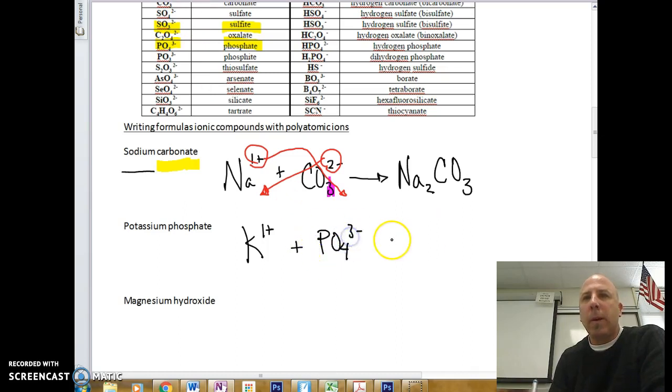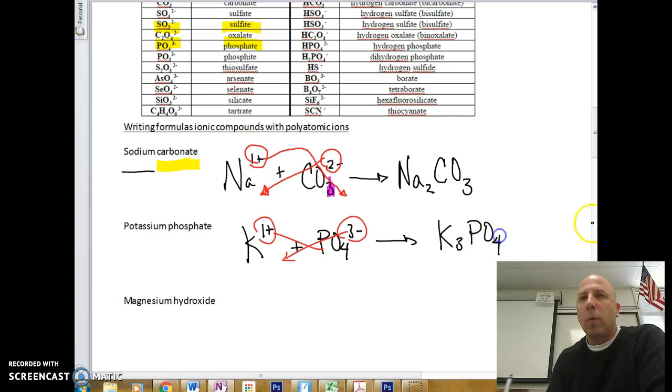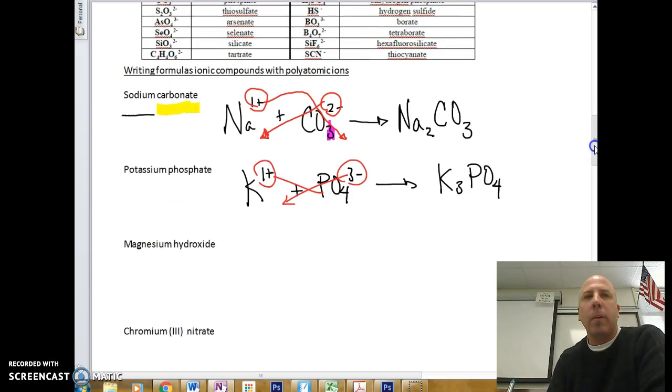PO4 3-. Okay, so once again, we're going to do our crisscrossing of charges. Take the 1, bring it down. We don't need to write it. Take the 3, bring it down. We do need to write it. So we're going to get a resulting formula of K3PO4, just like that, and that would be potassium phosphate.